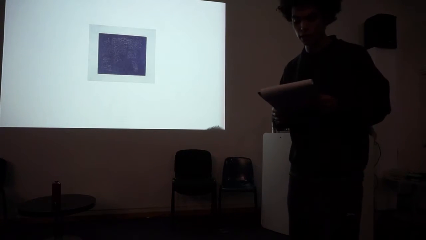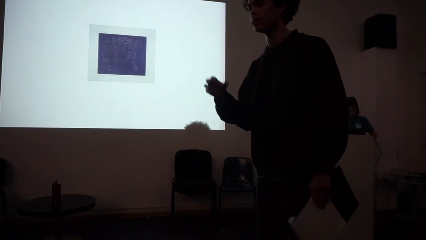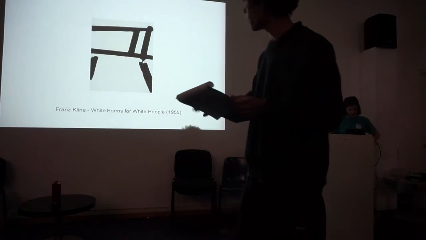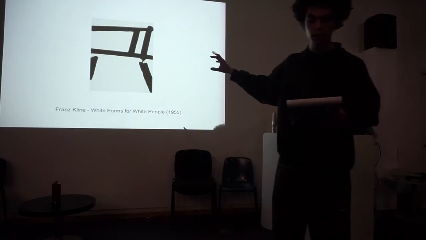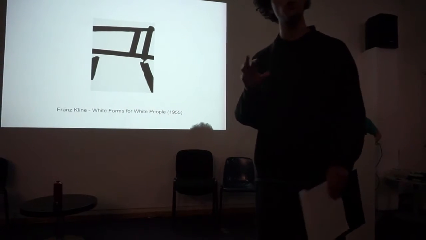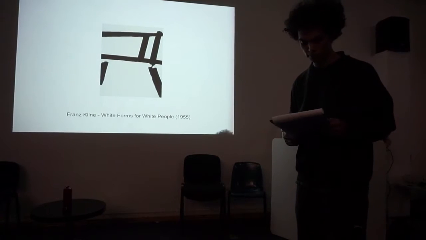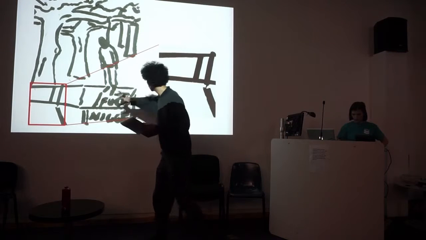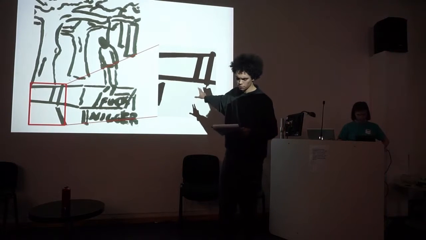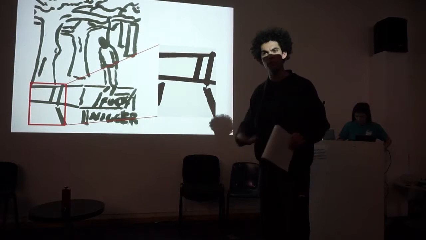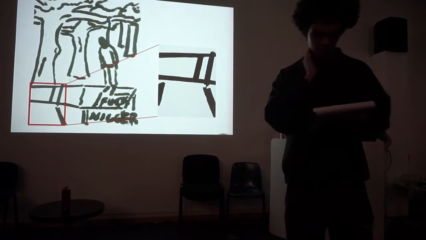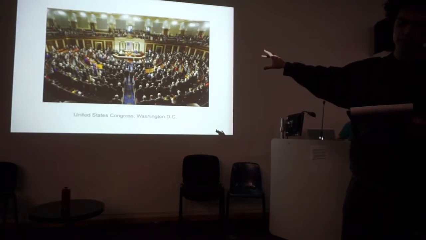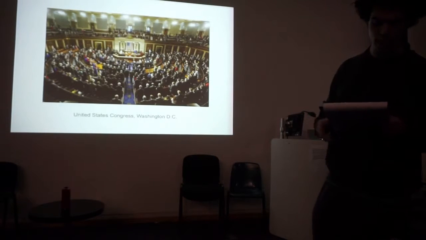This is not the first time that a famous modernist painting has been discovered to have a racially charged message hidden behind it. Franz Klein's painting, White Forms for White People, was actually cropped because the Museum of Modern Art deemed it too controversial. If we take a look at the original, and this is the version that was cropped and hung in the Museum of Modern Art, and then, of course, became a very famous modernist painting.